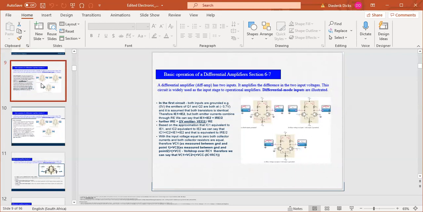If you look at figure A, you see that both inputs are grounded, in other words, coupled to 0 volts. Both transistor emitter voltages are equal to minus 0.7 volts. We assume both transistors are equal, therefore IE1 is equal to IE2, which is equal to IRE divided by 2. Since both IE1 and IE2 flow through IRE, based on our approximation that IE1 is equal to IC1 and IE2 is equal to IC2, we can say that IC1 is equal to IC2, which is equal to IRE divided by 2.